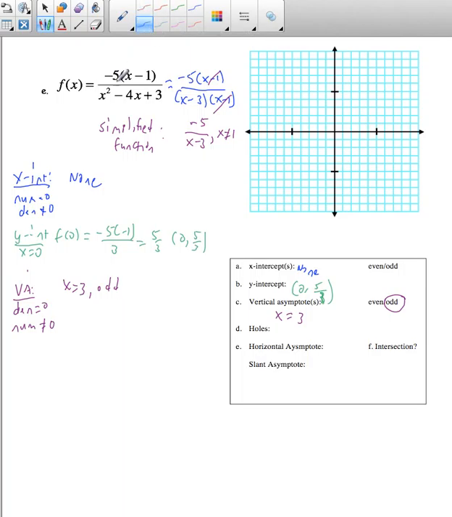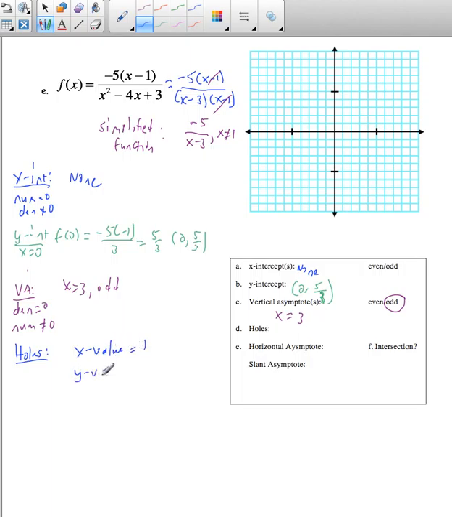Next, let's see if we have any holes. Holes occur when we have common factors in the numerator and the denominator that can be canceled out of the denominator. In this case, we have a hole with an x value equal to 1.